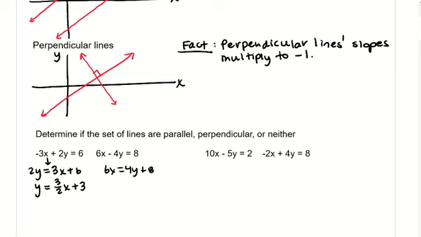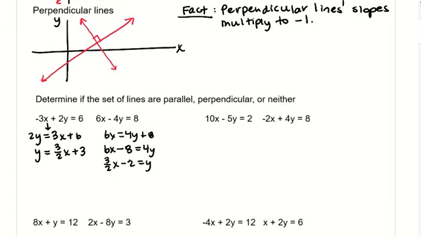And I'll subtract the 8. I'll get 6x minus 8 equals 4y. Then I divide everything by 4, and I'll get 6 divided by 4, which is 3 halves, x minus 2 equals y. You see here we have the same slope. So I'm going to conclude that the lines are parallel.